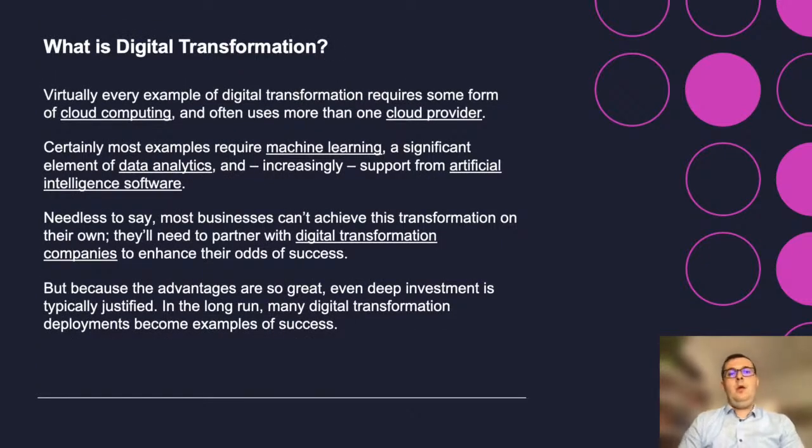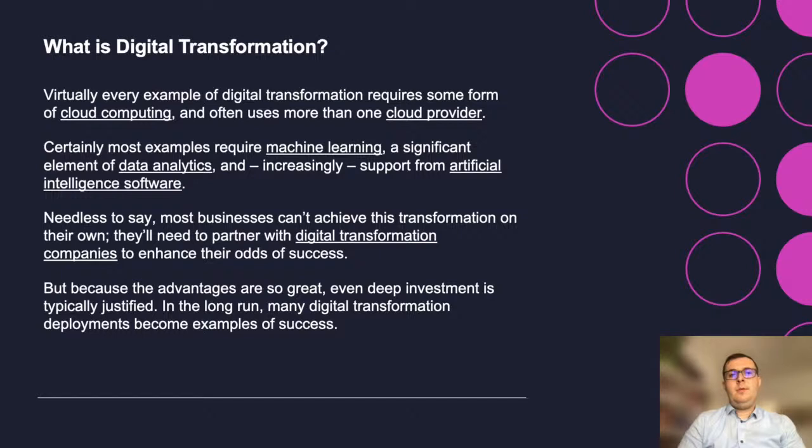Virtually every example of digital transformation requires some form of cloud computing, which is a very important concept related to digital transformation. And of course, when we talk about cloud computing, we can use more than one cloud provider, as I think we all have heard about, like Google, Amazon, Microsoft. These are all very popular examples of cloud providers in which we can store our data in the cloud and use some servers that these providers offer us.